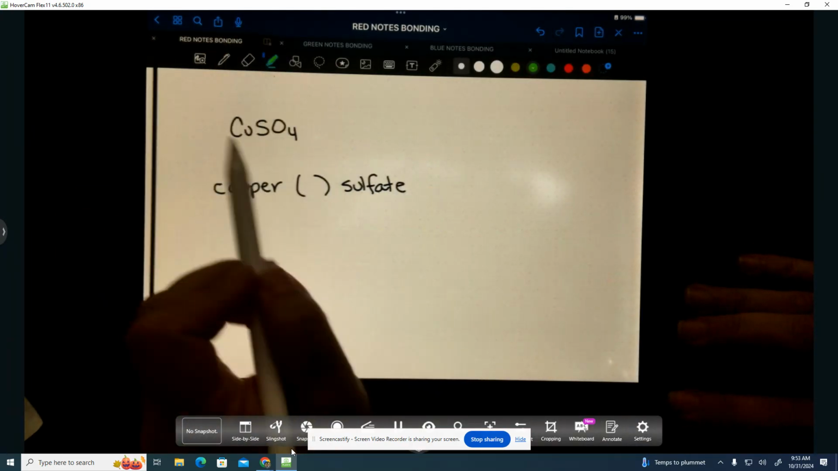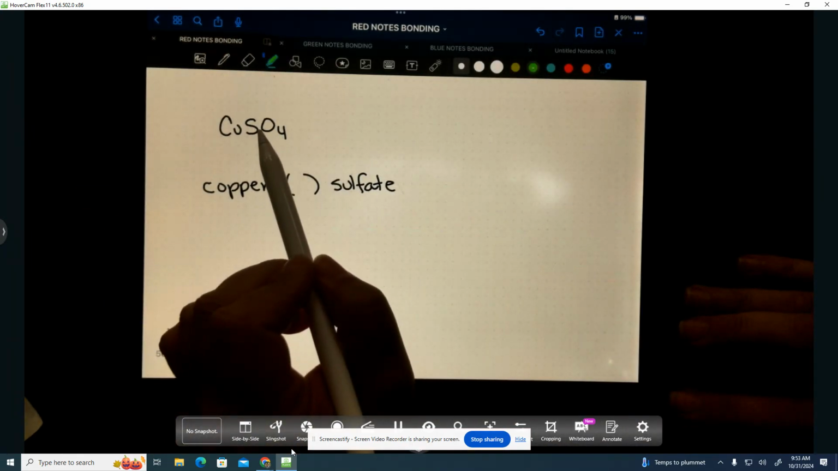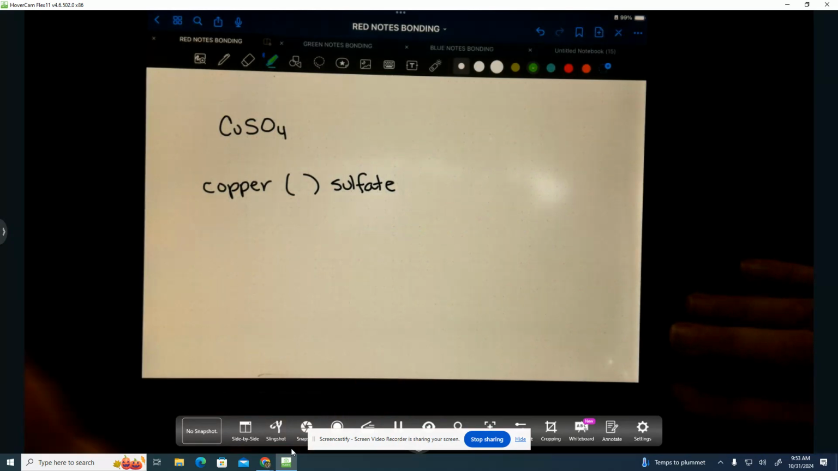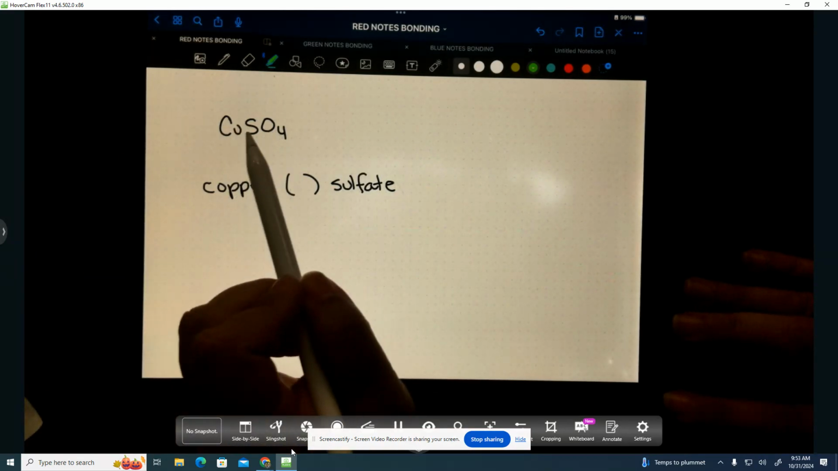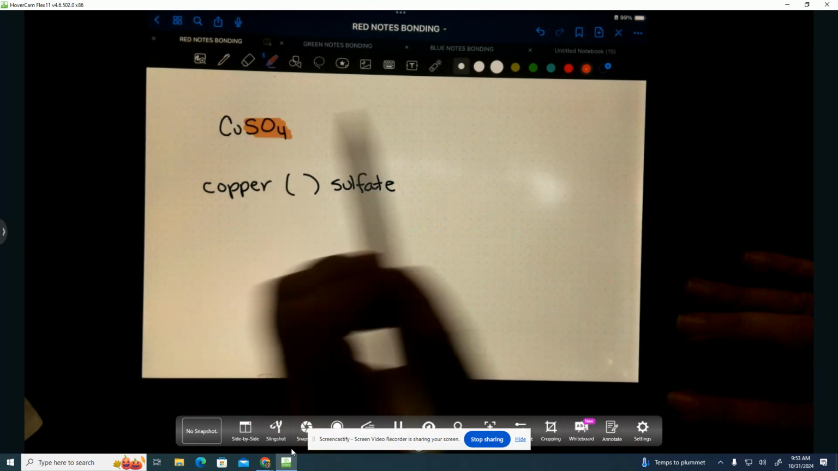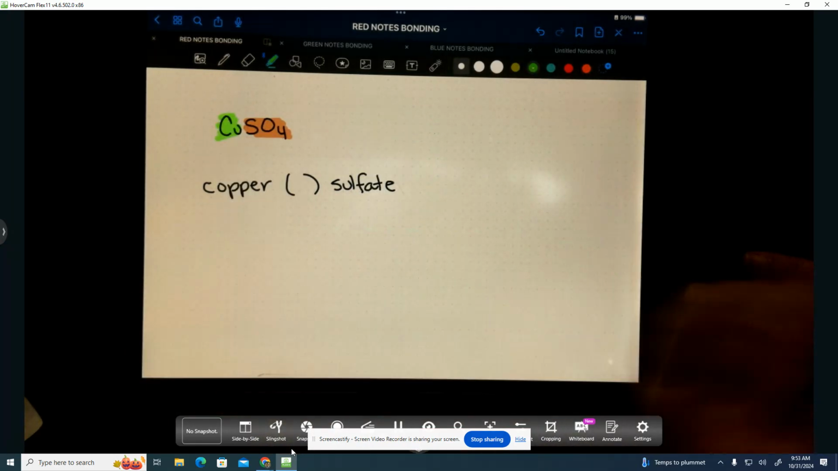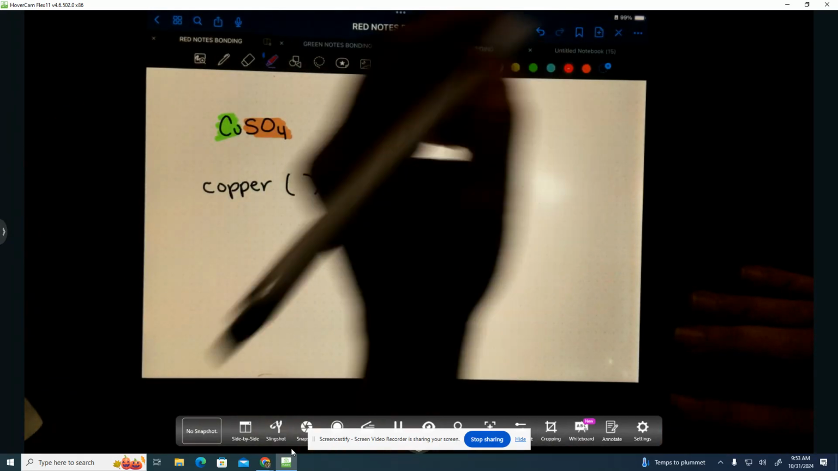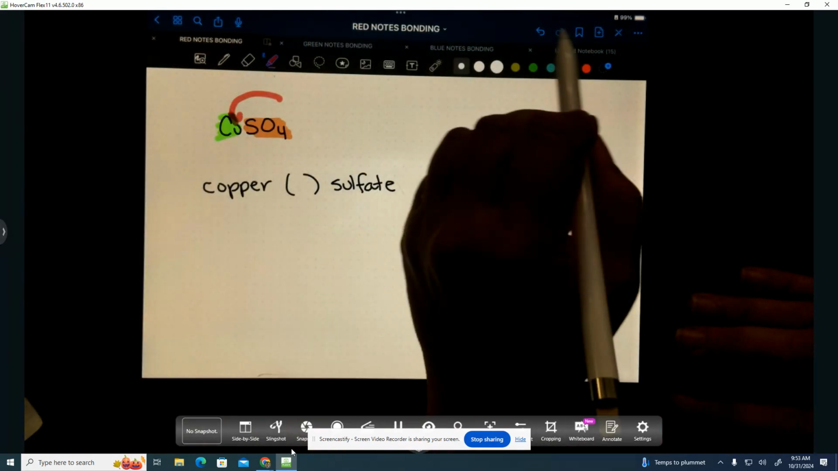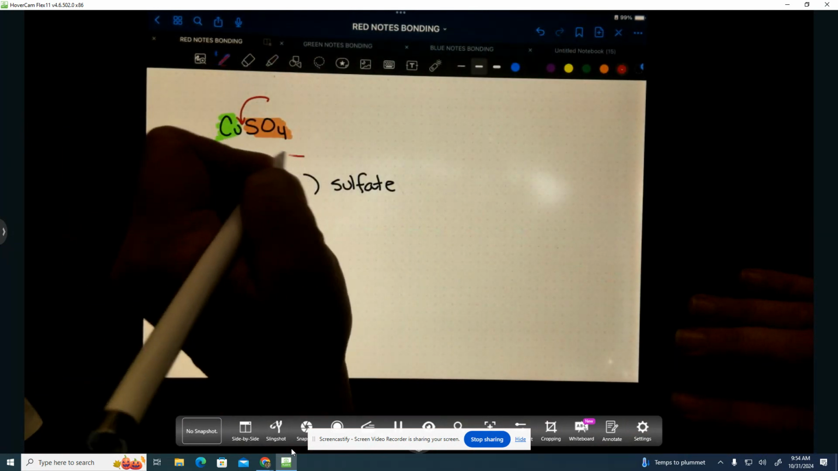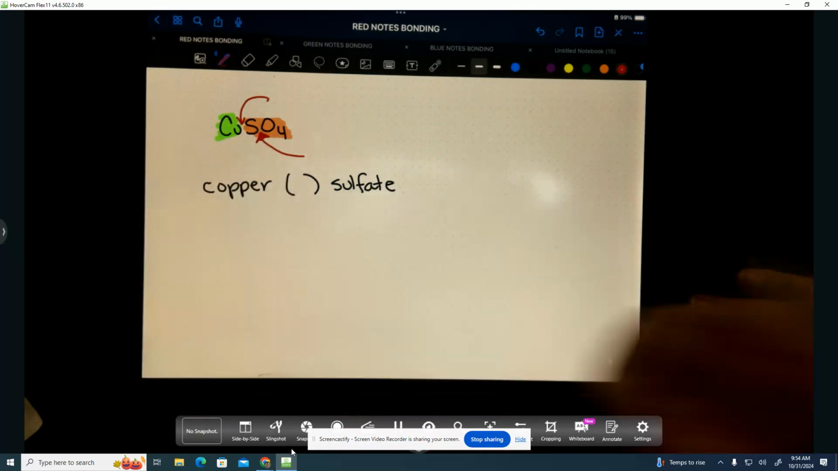When you have a compound like this, first of all, it has both ionic and covalent bonds in it, right? It's got the copper, which is the plus charge, or the cation, I should say. I'm not going to tell you which one it is. And you've got the sulfate, which is the polyatomic ion. This is the anion. This is the cation. The compound has an ionic bond right here between the copper and the sulfate. The covalent bond is in here between the S's and the O's.